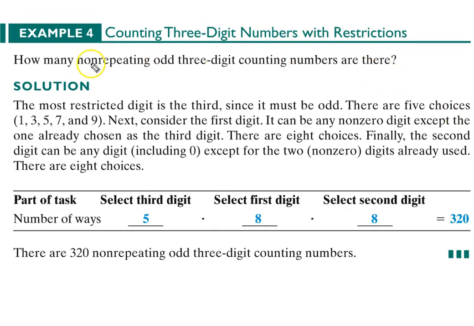Looking at example 4 now, how many non-repeating, odd, 3-digit counting numbers are there? Well, we're going to look at the book, it does a nice job. It says the most restricted digit is the 3rd, again, of 3 digits, would be this 3rd place. It has to be odd. So it has to be a 1, a 3, a 5, a 7, or a 9. So they're kind of reordering this a little bit. So they're saying in this position there could only be 5. They're putting it over here, which is okay too.